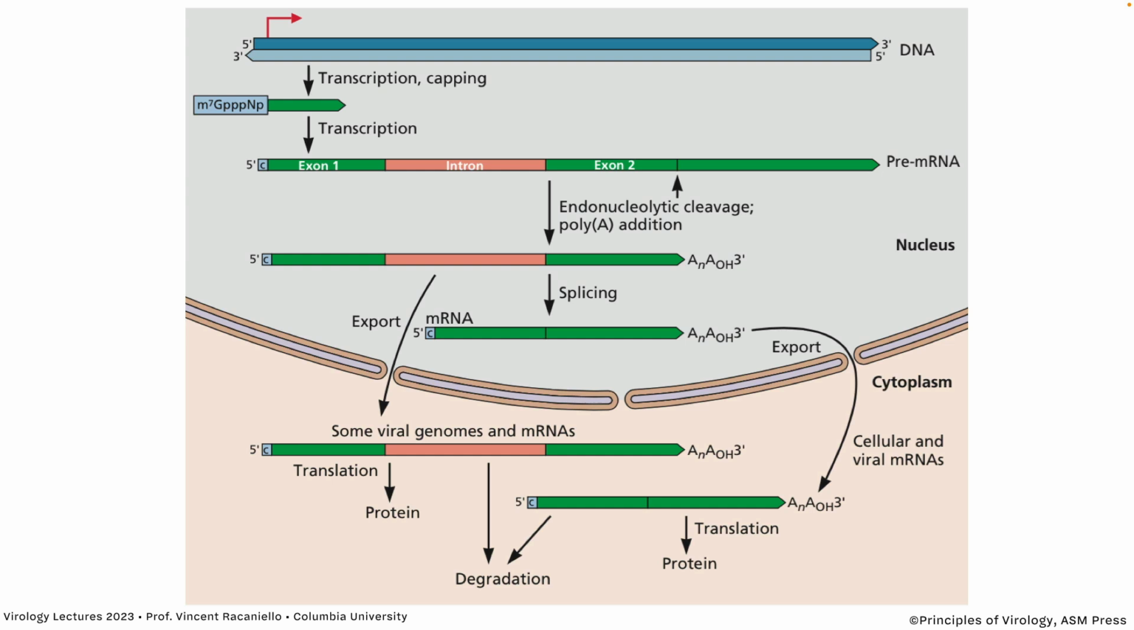Some viral RNAs do get exported without being spliced, and that's unusual because in the cell, splicing, as we'll see, marks an mRNA for export out of the nucleus. And so viral mRNAs have to get around that because in many cases, they don't get spliced. So we'll see how that happens. All right, so in the cytosol, the mature mRNA, capped, polyadenylated, spliced, is then used to make proteins. So let's talk about transcription.